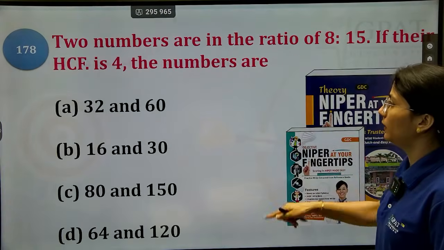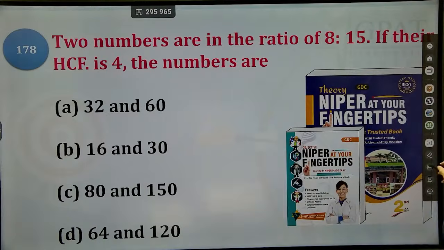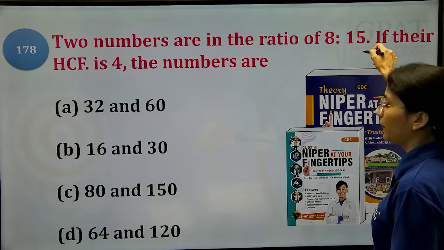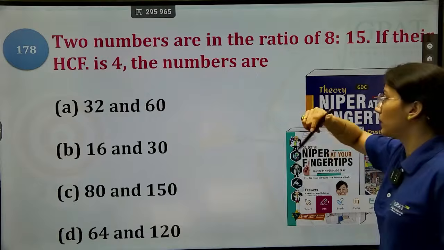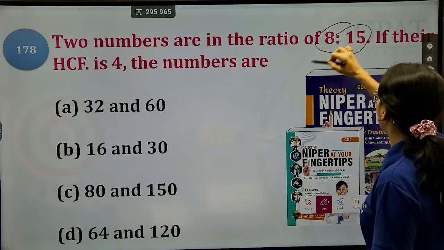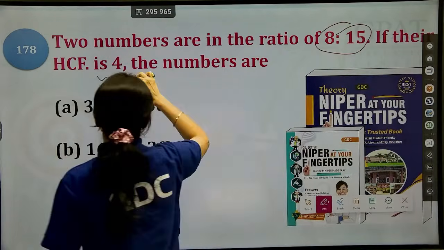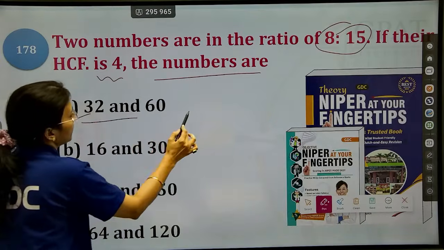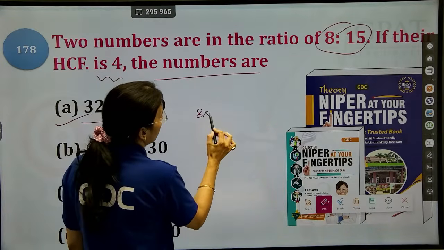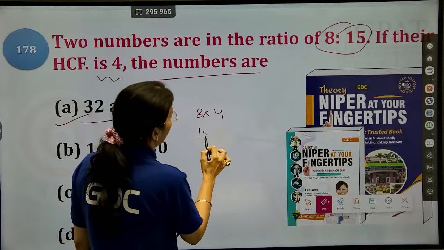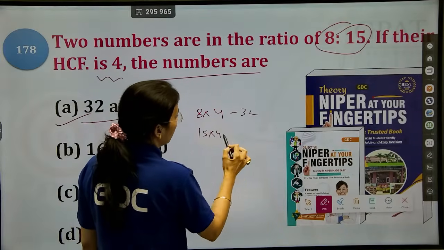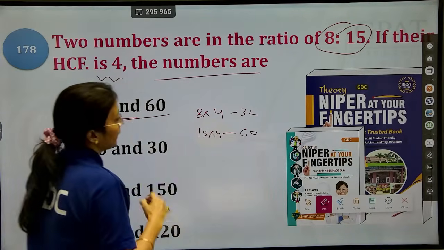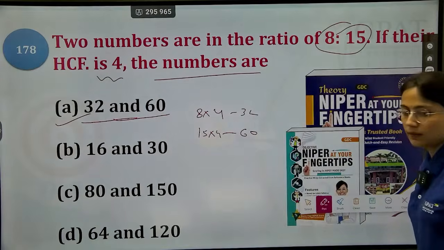Question number 178. Two numbers are in the ratio 8:15. If their HCF is 4, the numbers are what? As we know the HCF, 8 multiply 4 and 15 multiply 4, that is 32 and 60. So option number A is correct.